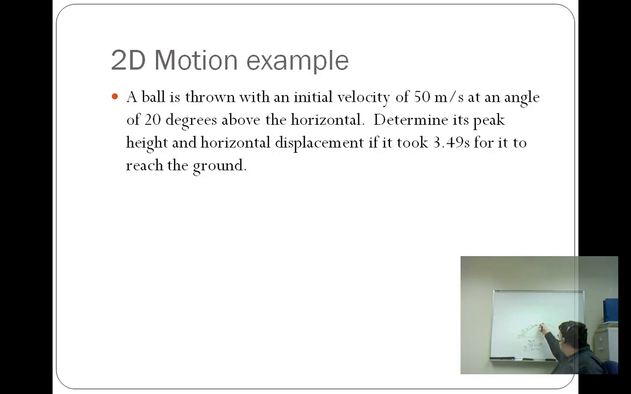And since it's at the peak height, I know VF there has to be 0 meters per second. And since it's in the y direction, I know the acceleration is negative 9.81 meters per second squared. Why is it negative? Well, the ball at this point is going up, and gravity works down. All right, so I think I've got everything. I'm looking for y, which is my d.